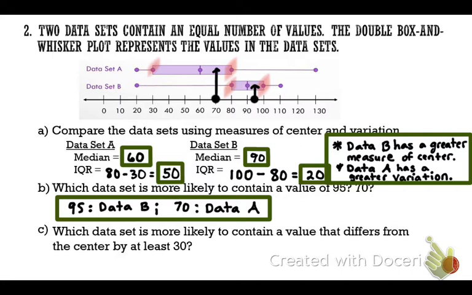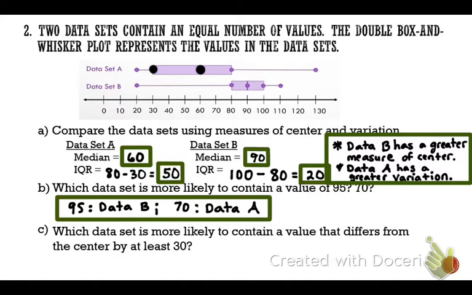Let's look at the final problem on this slide. Which data set is more likely to contain a value that differs or is different from the center by at least 30? The center has another name. What can we call the center? The median, okay? So I'm going to erase all this stuff up here. Let's focus on the first center we see right here. What number is that at? 60. Looking at that, if I were to say 30 less than 60, what number is 30 less than 60? 30. Is 30 still in the box? Yes, so more than likely that appears to be my answer.